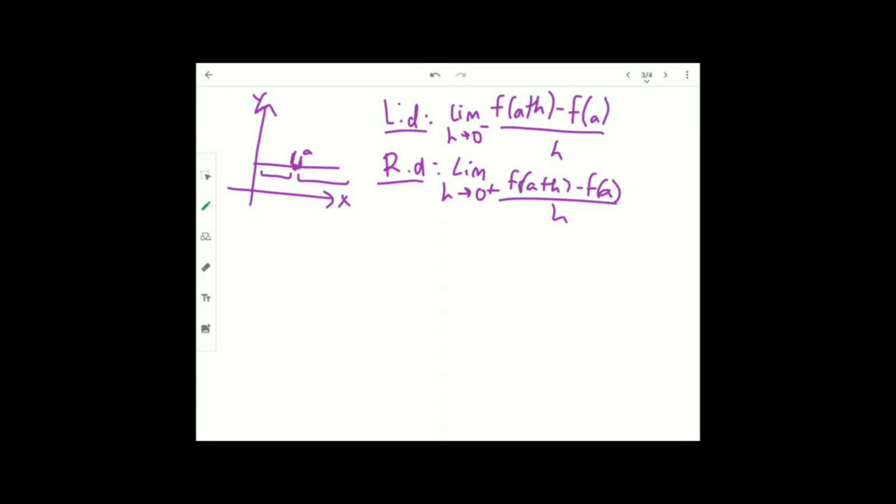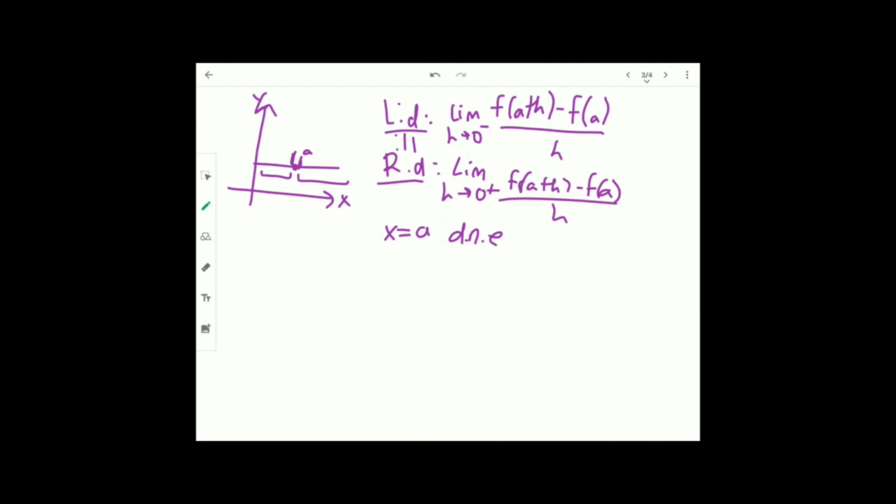Now we only have a derivative at the point A when the left hand derivative equals the right hand derivative. If they do not equal, then the derivative at x equals A does not exist. So the only time the derivative exists is when the left hand derivative equals the right hand derivative.